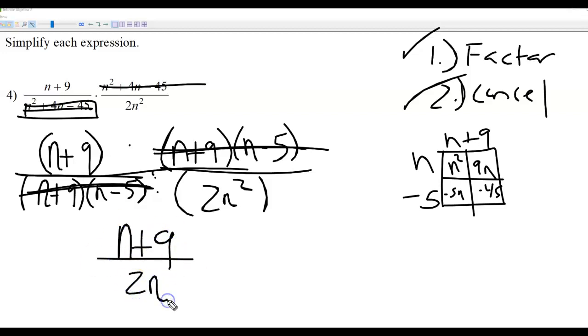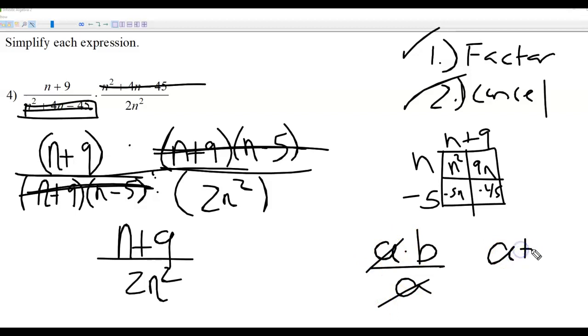Now, at this point, some people may make a mistake. They may think, can't we cancel these things out? And the answer is no. I want to remind you guys of this little fact here. If you ever have a times b over a, those can cancel. But if you ever have a plus b over a, the a's cannot cancel. So this is a no-no, while this is okay.